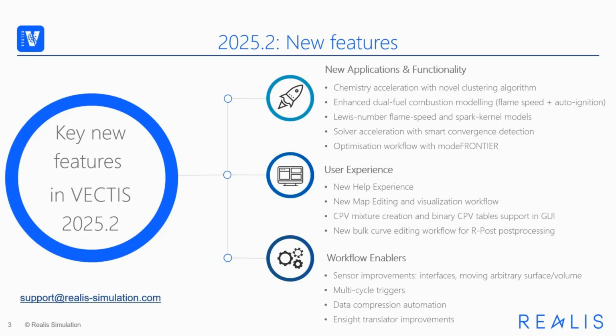Second, we've improved the user experience. We've added a new help system, a new map editing tool, easier CPV table setup, and a new bulk curve editor in our RPost post-processing tool. Finally, workflow enablers have been added, so improved sensors, multi-cycle triggers, automatic data compression, and an upgrade to our Nsight translator. Overall, 2025 is faster, more accurate, and easier to use.